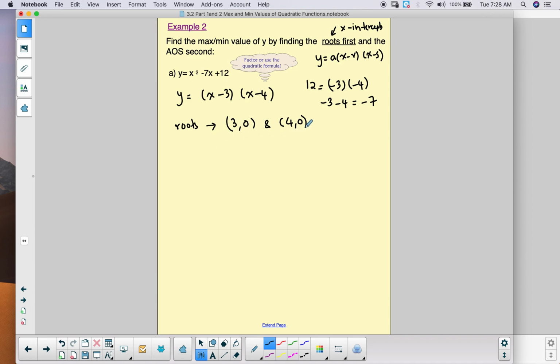Okay, so once we have the roots, we can find the axis of symmetry because that's by averaging the roots. So the axis of symmetry's h value is going to be the average of the x-intercepts. So 3 plus 4 divided by 2, which is 7 divided by 2, which is 3.5. So therefore, the axis of symmetry is x equals 3.5. So what we have here, if you were to draw a rough sketch of this parabola, is something that looks like this.